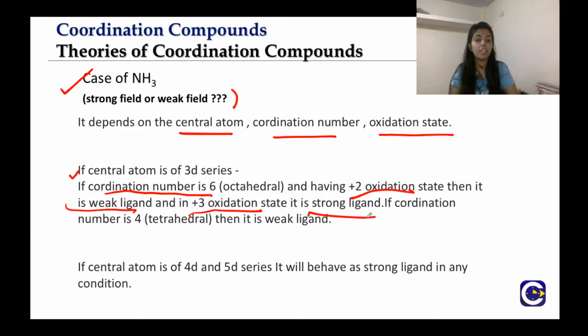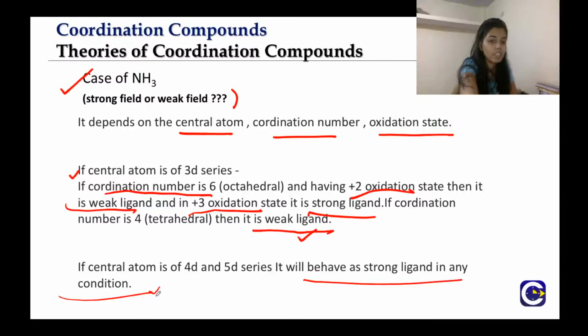And if the coordination number is 4, then it behaves as a weak field ligand, no matter what the oxidation state of the metal is. While if the metal is of 4D and 5D series, it will behave as a strong field ligand in any condition. Okay, I'll once again repeat.